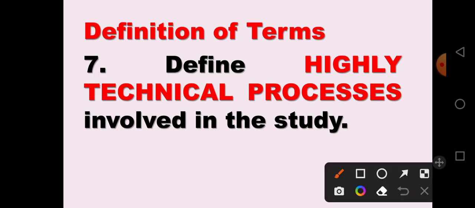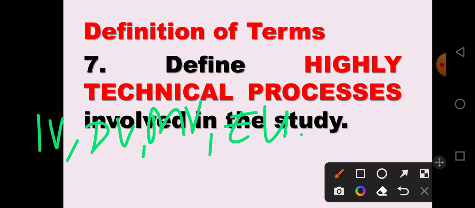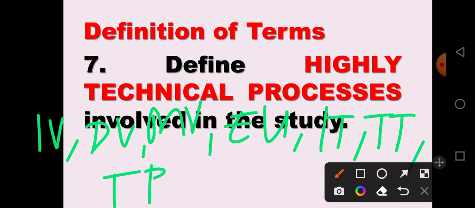So let's try to recap those. We have the independent variable, the dependent variable, we have the measurable variable, the experimental unit, we have the important terms found in our title, the technical terms, and also we have the technical processes. So those are the terms that must be highlighted in your definition of terms of your research paper. So for our last video presentation, we will now be proceeding to the format guidelines. We will now be proceeding on how to format your definition of terms.